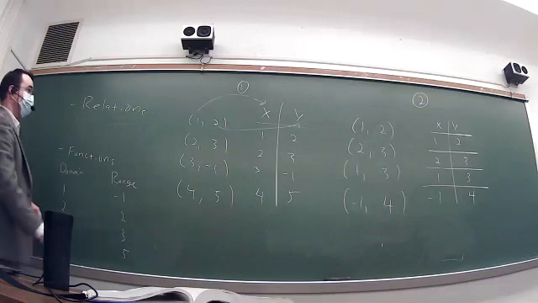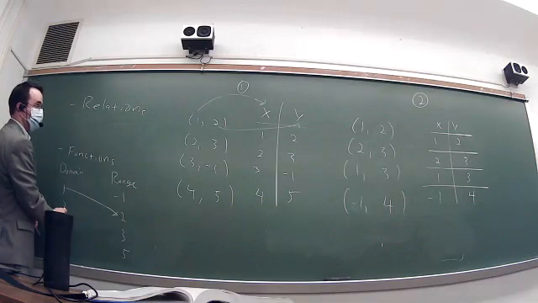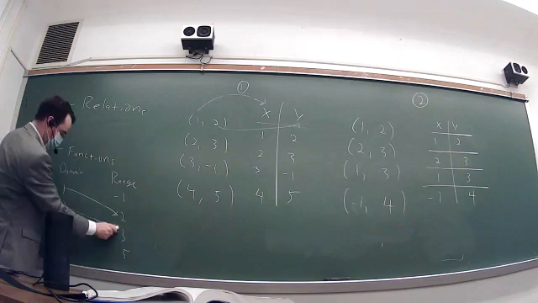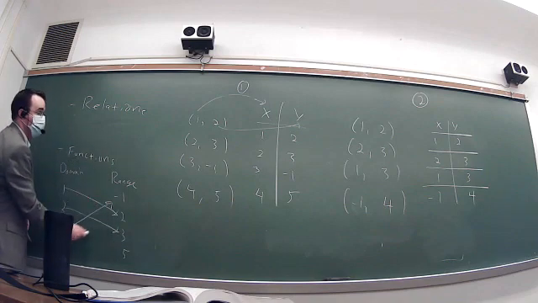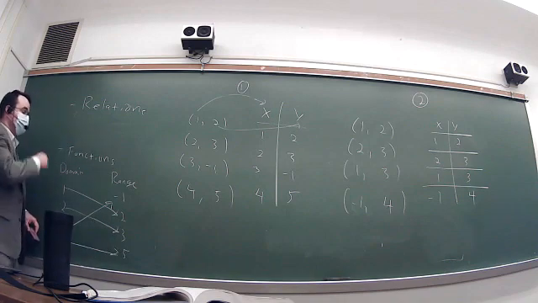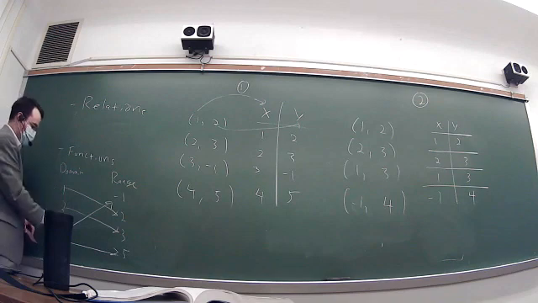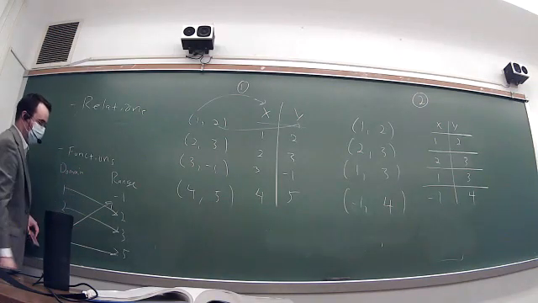So for the first one, 1 got sent to 2. That's sort of what I'm doing with this chart. And 2 got sent to 3. 3 got sent to -1, which is fine. And 4 got sent to 5. So each different point in the domain got sent somewhere in the range.